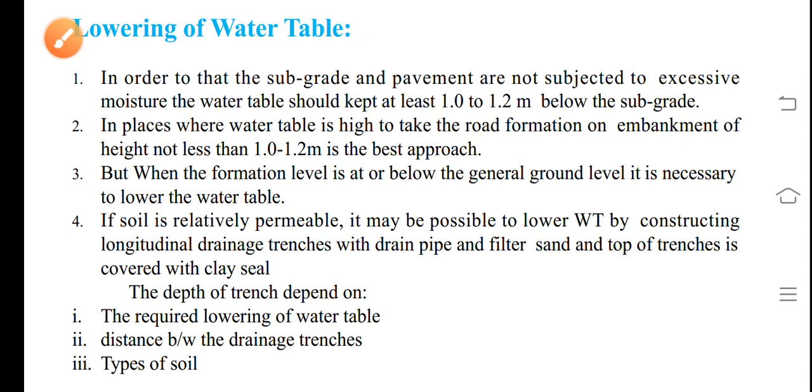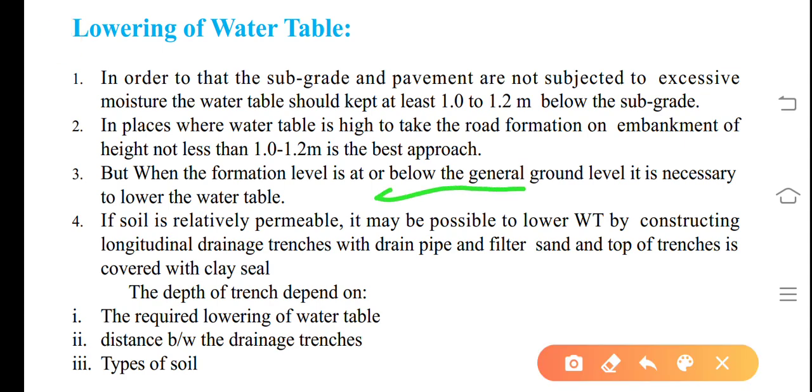That means in a place where the water table is high, taking the road formation on an embankment of height not less than 1 to 1.2 meter is the best approach. But when the formation level is at or below the general ground level, it is necessary to lower the water table. There is no alternative. We have to lower the water table so that the formation level of the road at or below the general ground level can be kept dry.